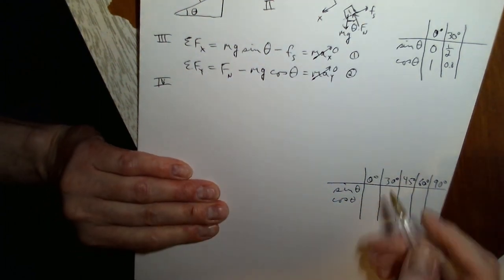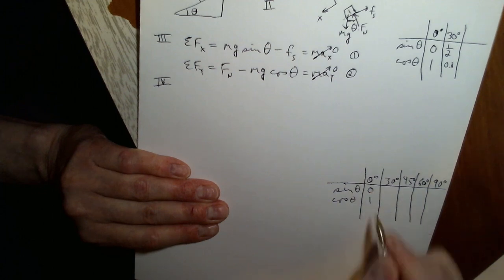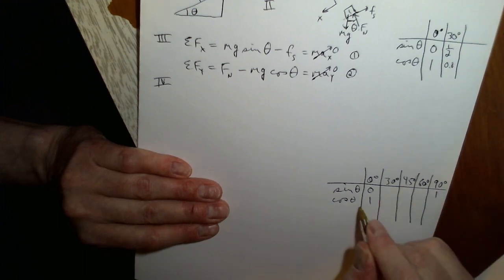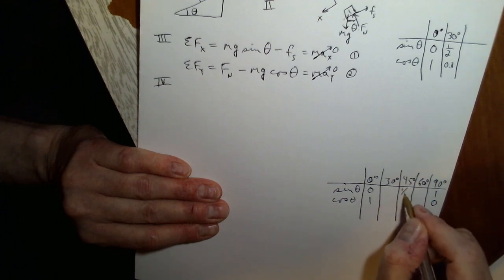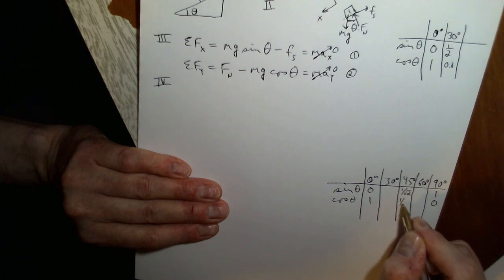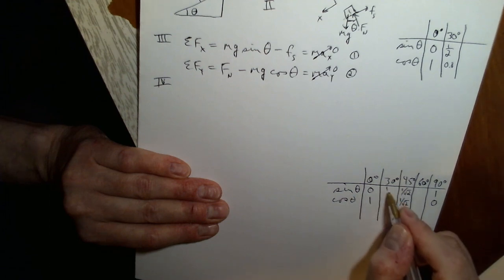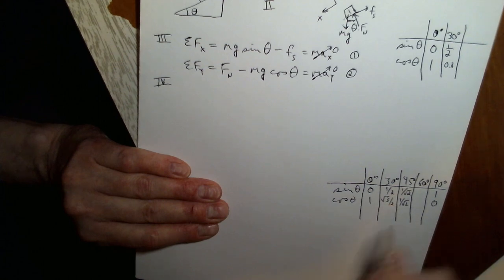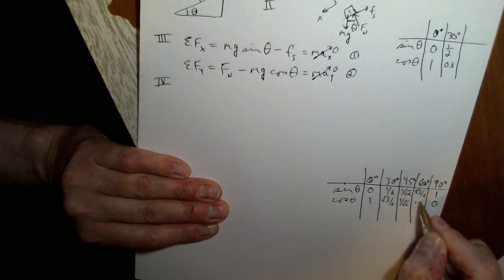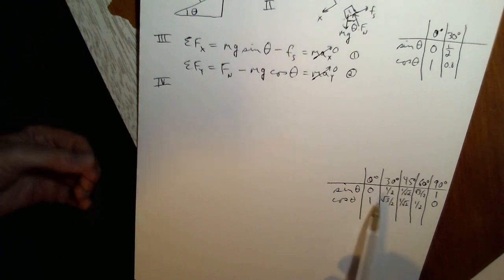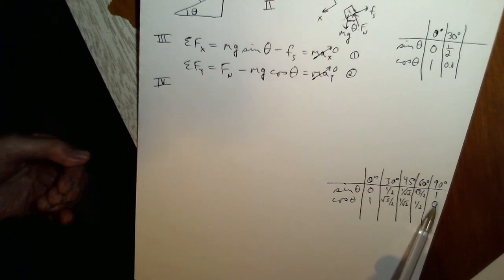So it will be helpful if you remember, especially that sine of 0 is 0, cosine of 0 is 1, sine of 90 is 1, cosine of 90 is 0. Sine of 45 degrees is 1 over root 2. Cosine of 45 degrees is 1 over root 2. For 30 degrees, the sine is a half. The cosine is root 3 over 2. And for 60 degrees, the sine is root 3 over 2. And the cosine is a half. The most important ones to remember are sine of 0 is 0, cosine of 0 is 1, sine of 90 degrees is 1, cosine of 90 degrees is 0.